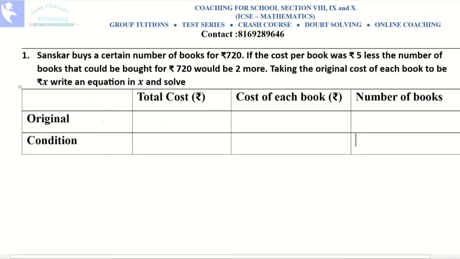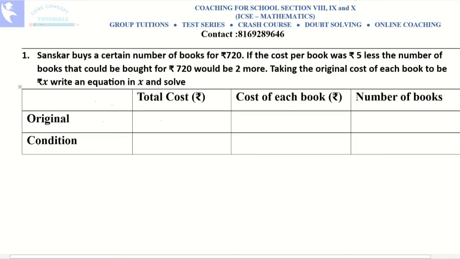Today we are going to tackle word problems from chapter 5, ICSE class 10, based on profit and loss and selling and buying. Let us tackle the first question. Sanskar buys a certain number of books for rupees 720. If the cost per book was rupees 5 less, the number of books that could be bought for rupees 720 would be 2 more. Taking the original cost of each book to be x.